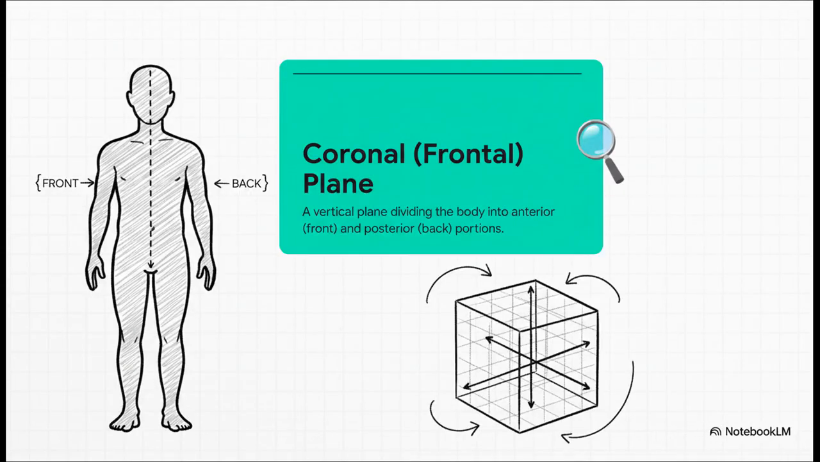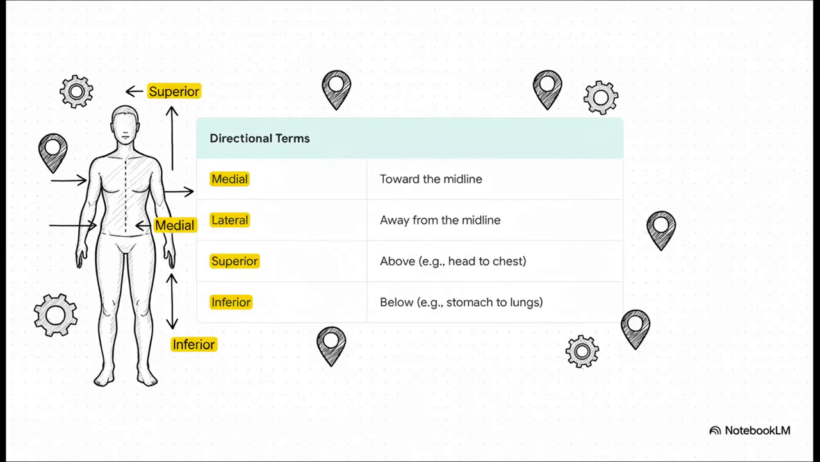And the last of our main slices is the coronal plane. It's also vertical, but this one runs from side to side, separating the front of the body, the anterior part, from the back of the body, the posterior part. So with those three planes, you've basically created a 3D grid that lets you pinpoint the location of anything, anywhere in the body. So how do we actually use this map?